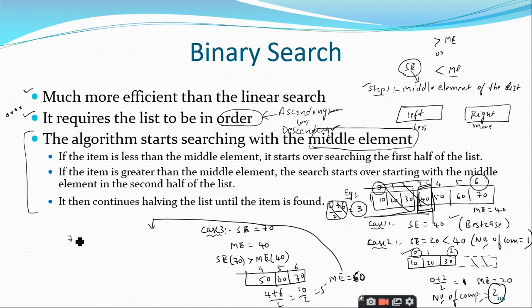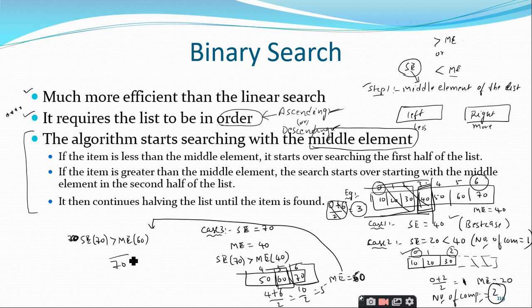Now compare 70 with 60. They are not equal. And you find that the search element 70 is greater than the middle element 60. So what you have to do is go for the right part of the subarray, or the right subarray should be considered. So out of 50 and 60, the right part is just one element, this one, 70.